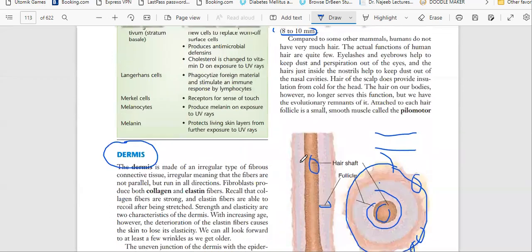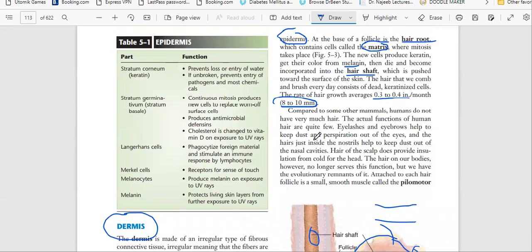Attached to each hair follicle is a small, smooth muscle called the pilomotor or erector pili muscle. So basically, different areas of hair have different forms. For example, we have eyelashes and eyebrows. What will they do? They will keep the dust out of the eyes. This is the first function. And other hairs, like in our nostrils, also filter the air and keep the dust outside the nostril without entering our lungs.